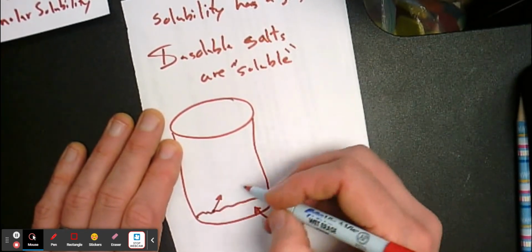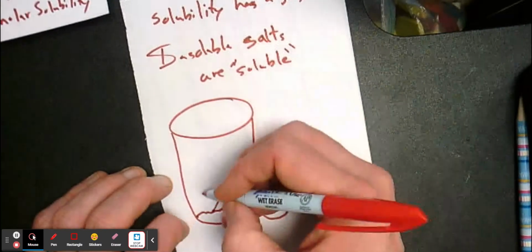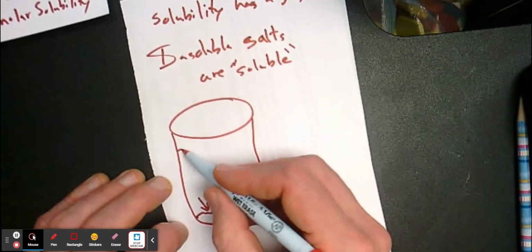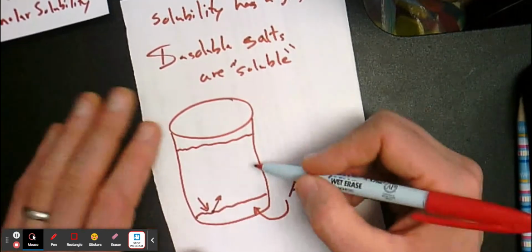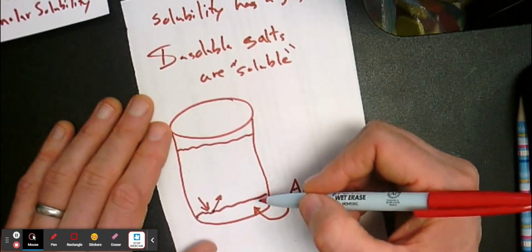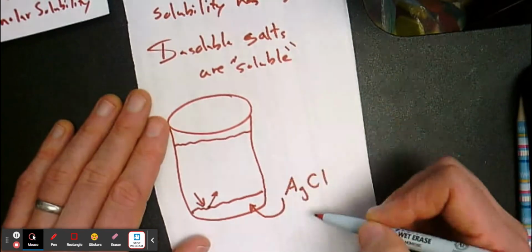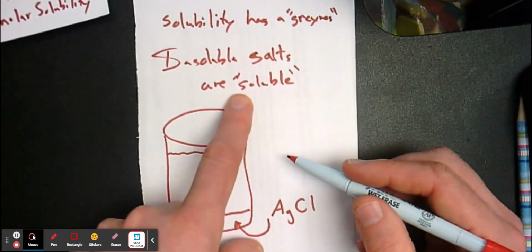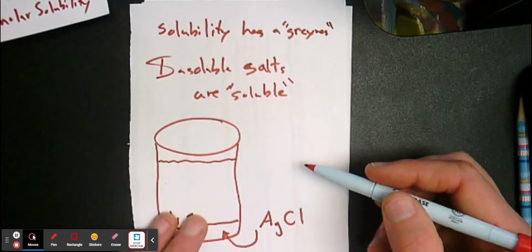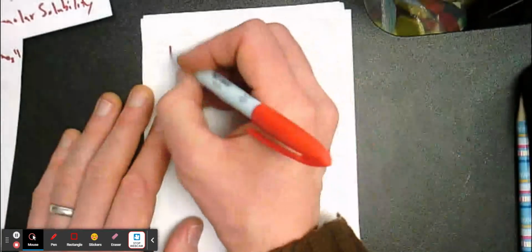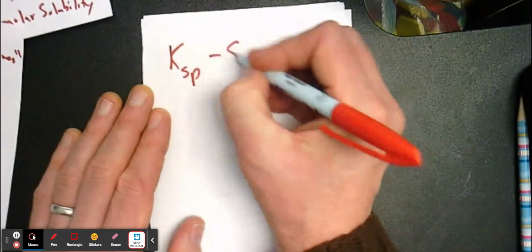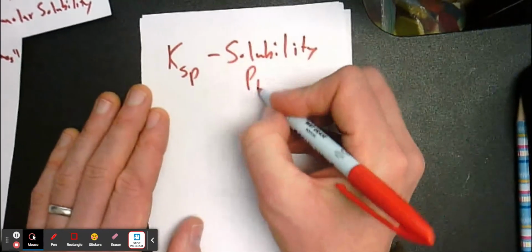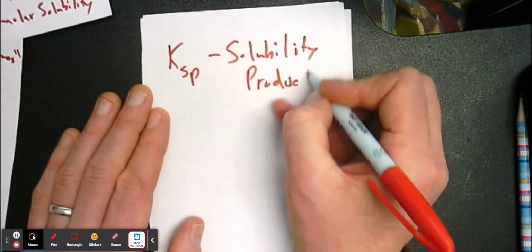But if I had silver chloride in water, it would saturate it really quickly because it's only really slightly soluble. All right. And this is where my KSP, my solubility product constant, comes in.